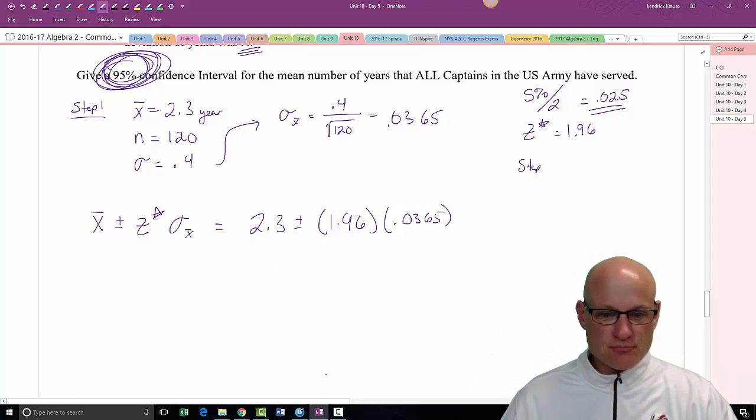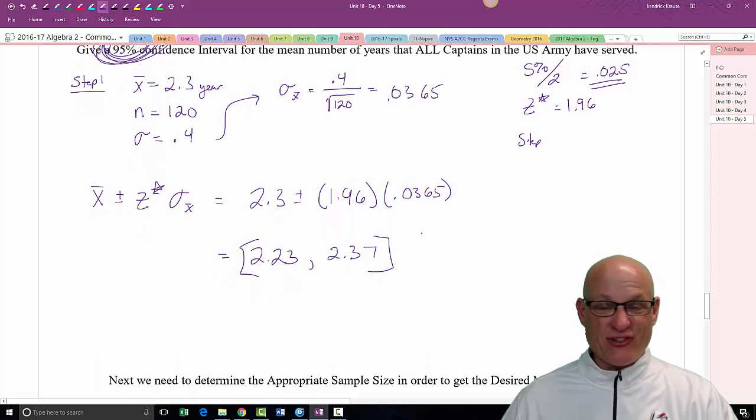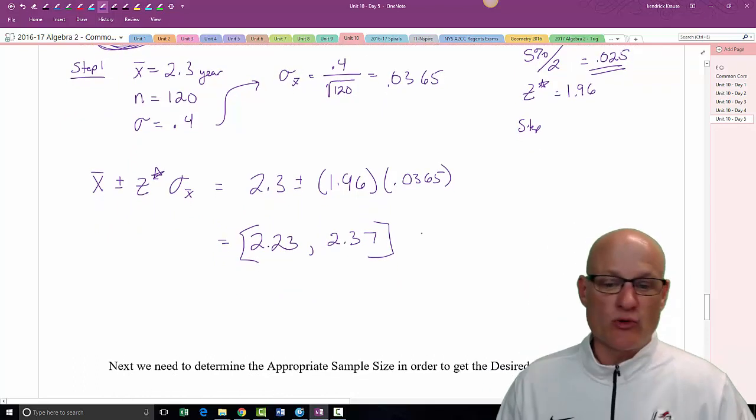I'm just going to give it to you. If you type that in, you get 2.23, comma, 2.37. So now we got to write a statement. You have to interpret your results.